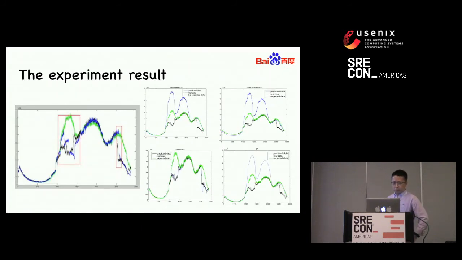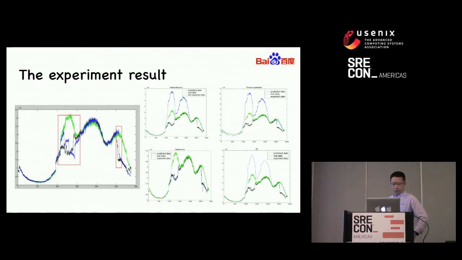And this is an experimental result. We also list the previous result here to do the comparison. The left picture is our result in this state. I will explain the colors here. The black color means the real-time value. The green color means the previous very simple method to generate the expected value. And the blue color means the expected value generated by our new method.